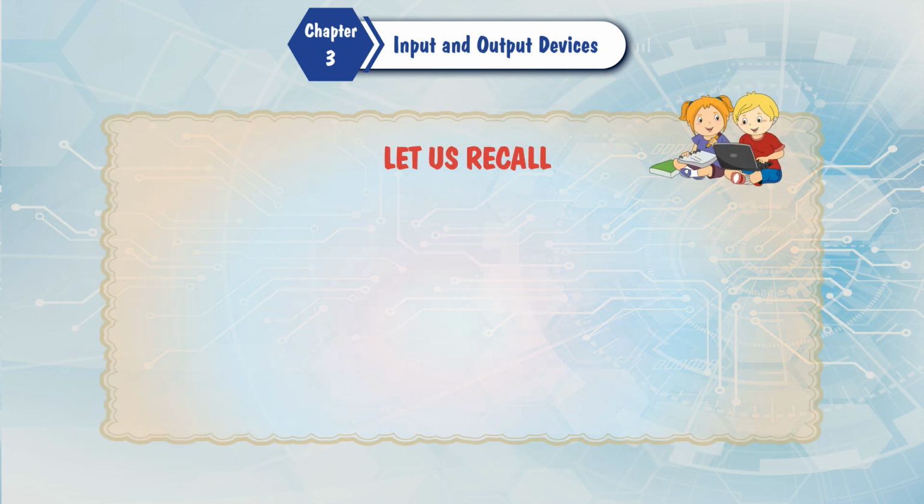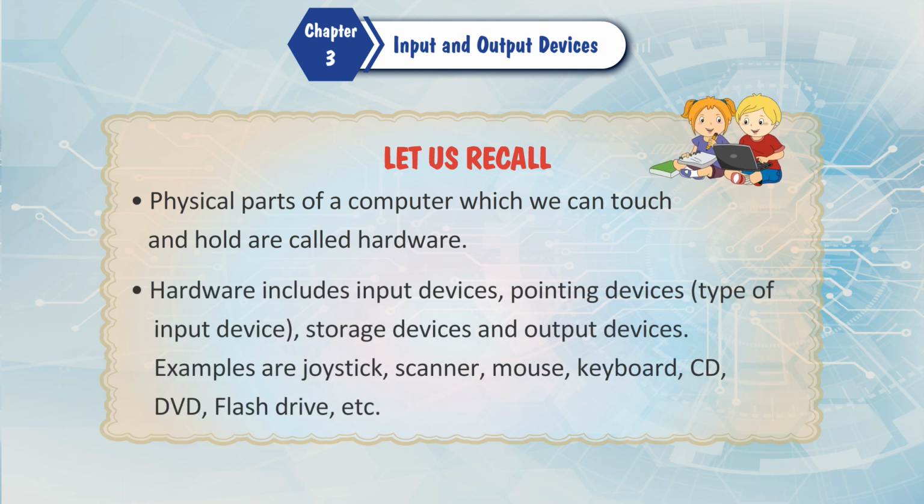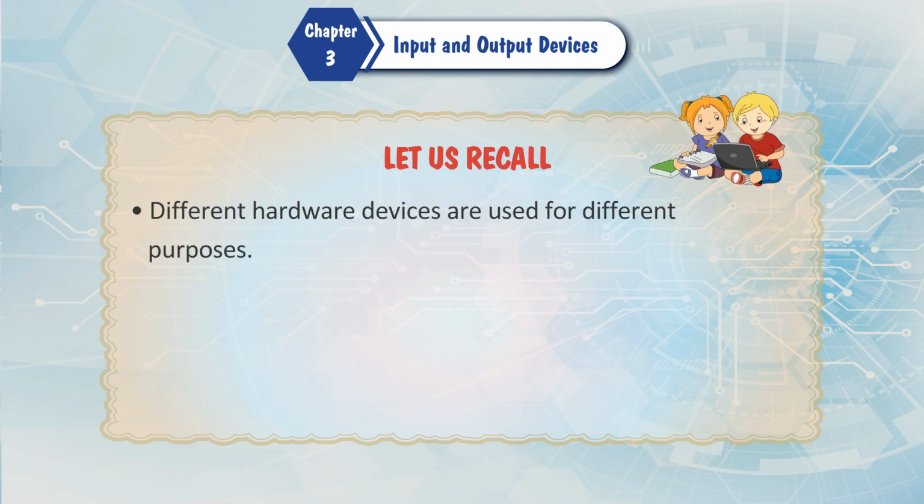Let us recall. Physical parts of a computer which we can touch and hold are called hardware. Hardware includes input devices, pointing devices, types of input device, storage devices, and output devices. Examples are joystick, scanner, mouse, keyboard, CD, DVD, flash drive, etc. Different hardware devices are used for different purposes.